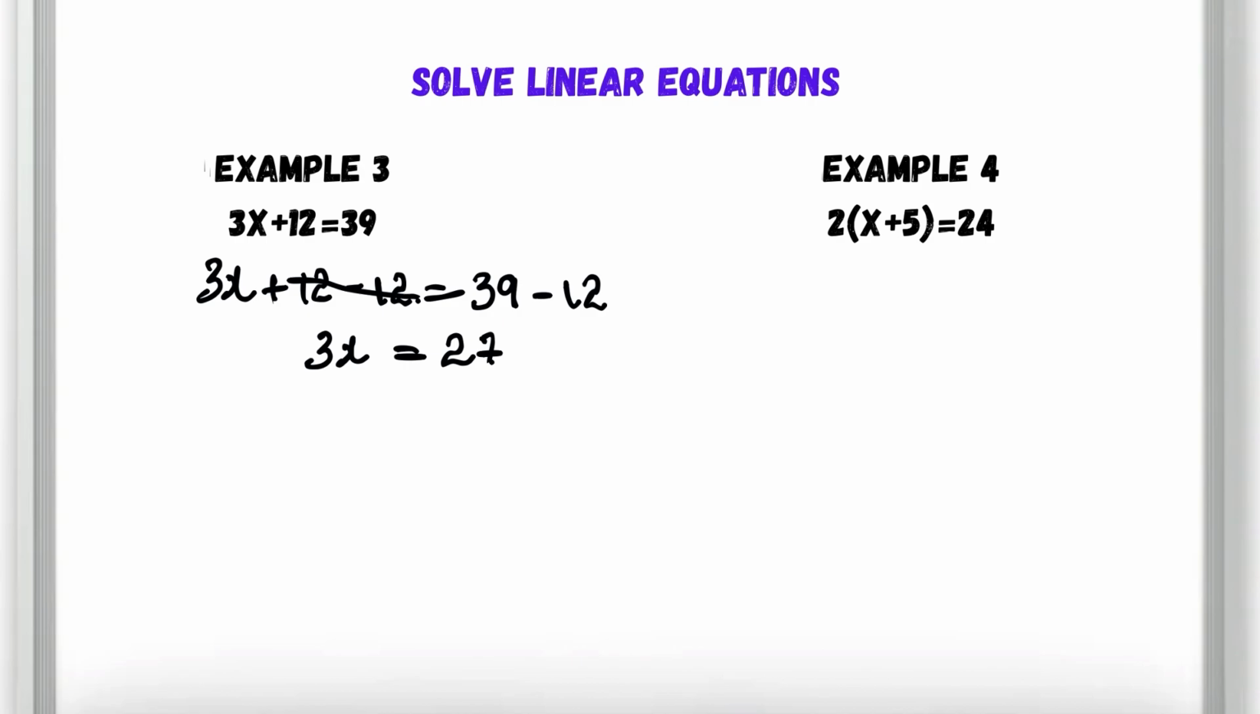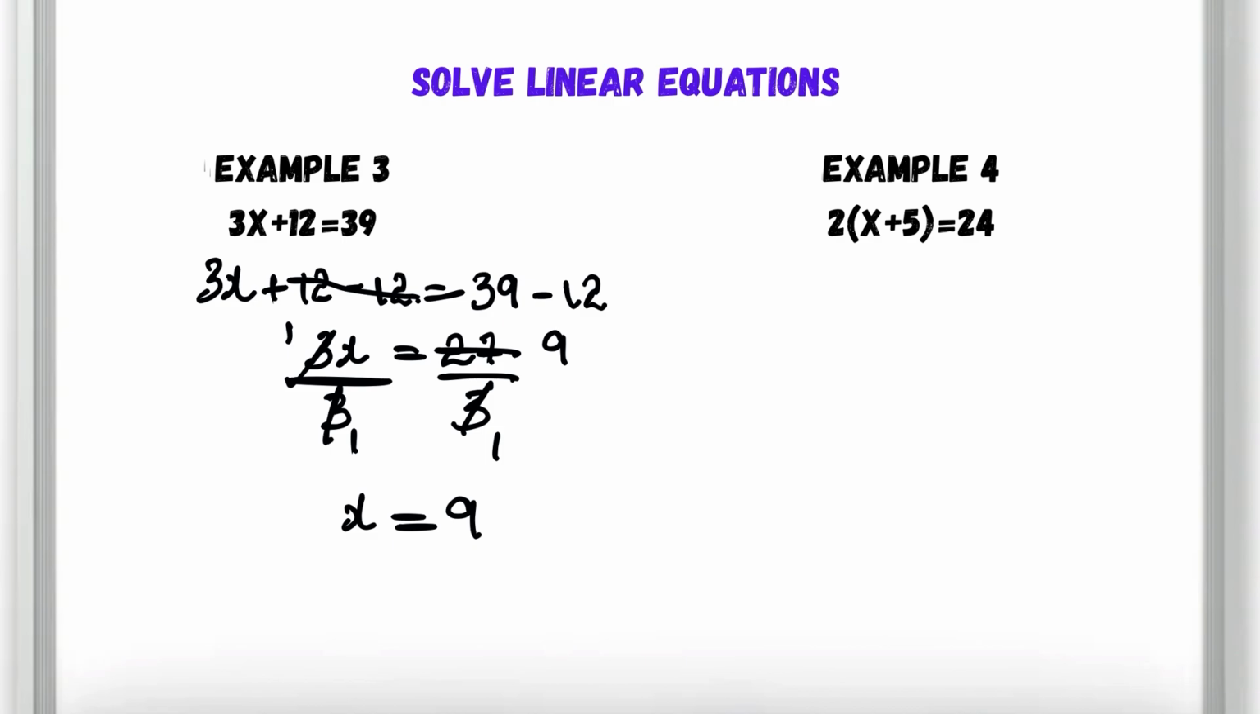Now, to get rid of the 3 beside the x, we have to divide both sides by 3. 3 into 3 goes 1, and 3 into 27 goes 9. So therefore, x is now equal to 9.